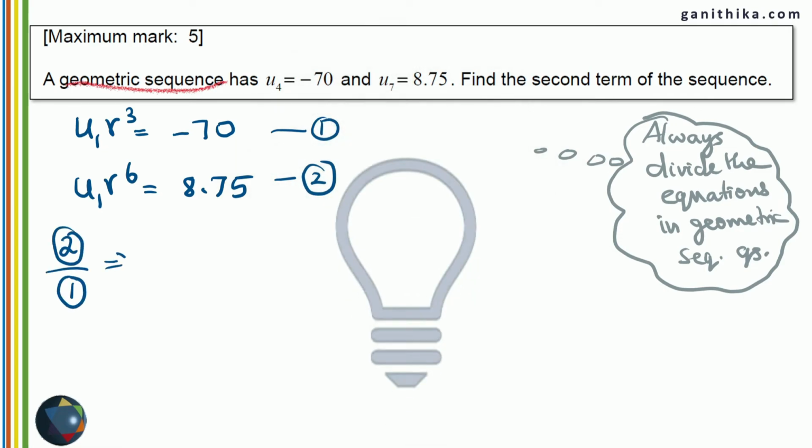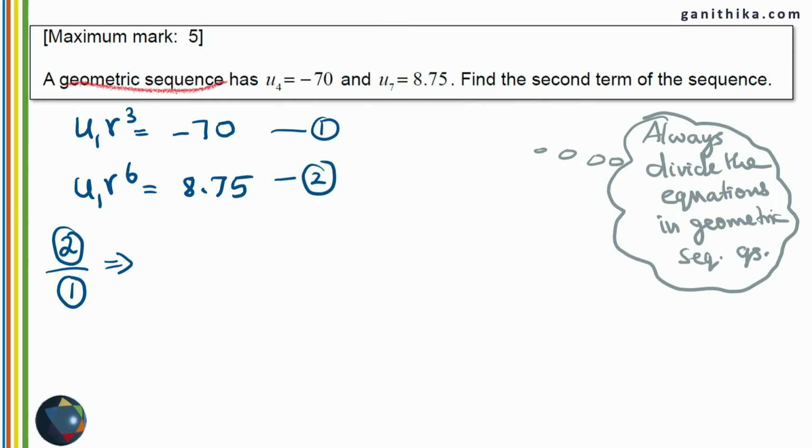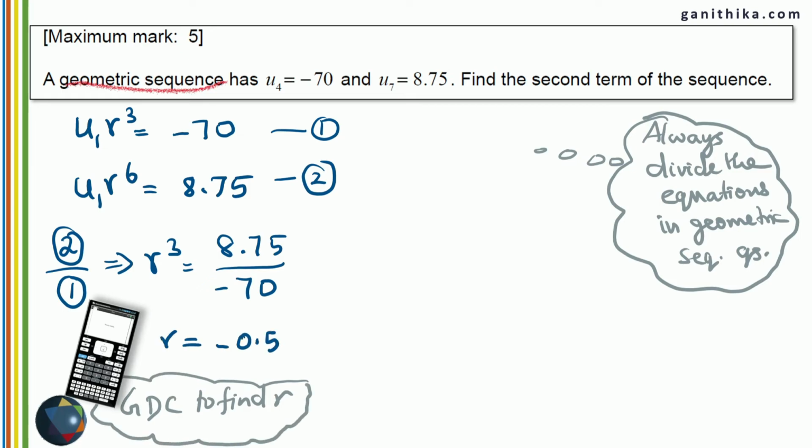If you divide the second equation by the first equation, you will get the U1 cancelled and you will get R cubed on the left hand side. On the right hand side, you will get 8.75 divided by negative 70, and using your calculator, you can find what R is, and R is going to be negative 0.5.